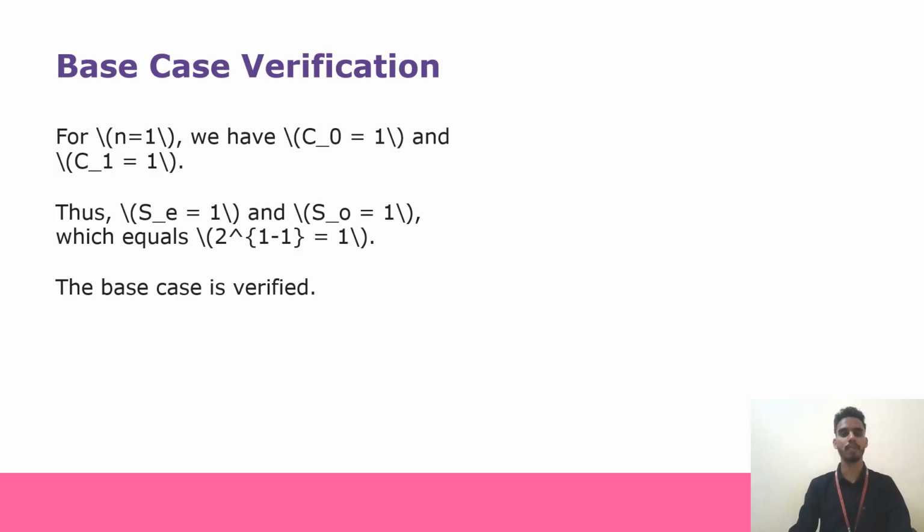In this slide, we can see the base case verification. For n equals 1, we have C0 equals 1 and C1 equals 1. Thus, Se equals 1 and So equals 1, which equals 2 power 1 minus 1 equals 1. The base case is verified.